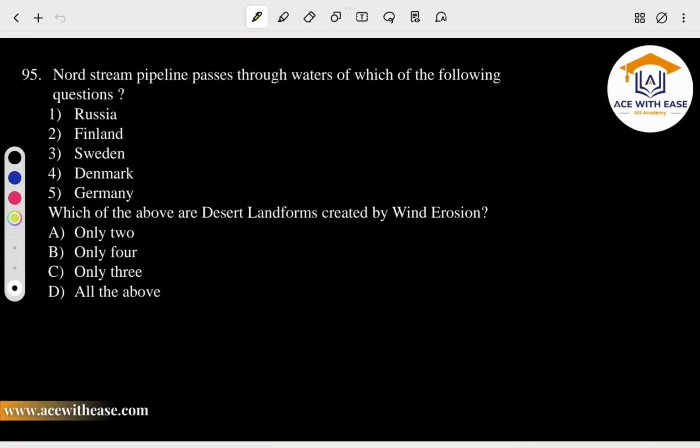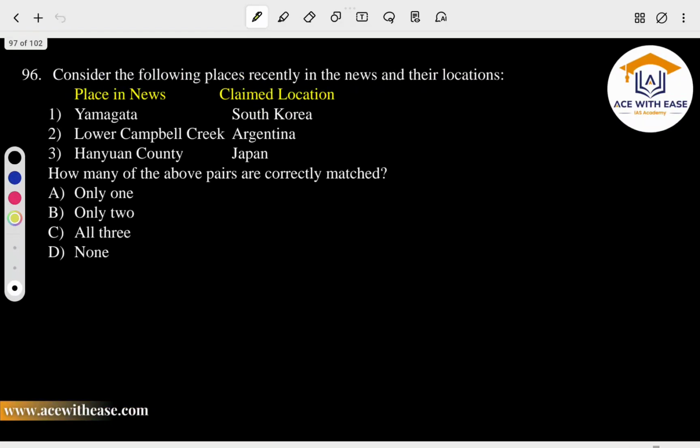95, which of the following countries' waters does the Nord Stream pipeline pass through? Not questions, this is countries. So the option is all the above. It passes through Russia, Finland, Sweden, Denmark, and Germany.